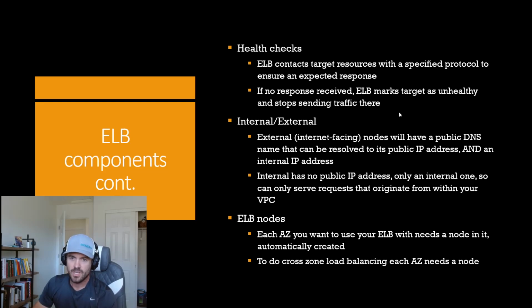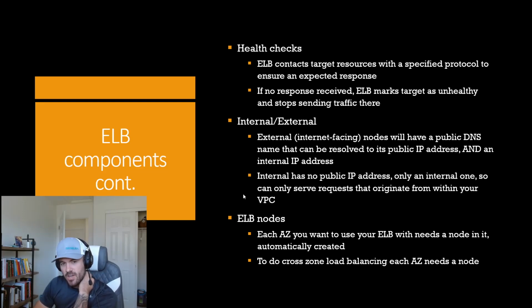All right. Internal and external basically means that external load balancers are going to be internet facing, so they're going to have nodes with a public DNS name that can be resolved to a public IP address and potentially an internal IP address if that's where the traffic's going to end up later. Okay? If you have an internal load balancer, though, it's obviously got no public IP address. It's only got an internal IP address, and it's only going to serve requests that originate from within your VPC. Okay?